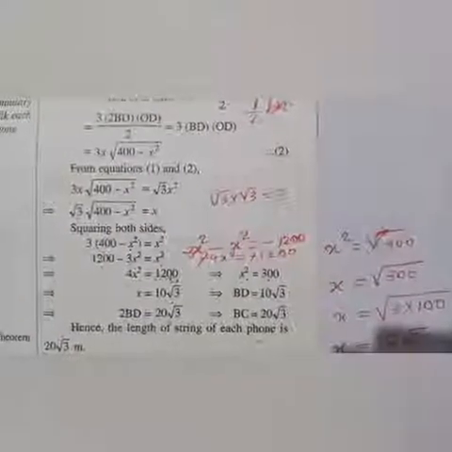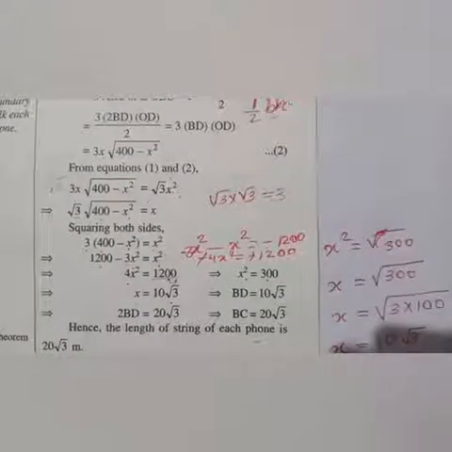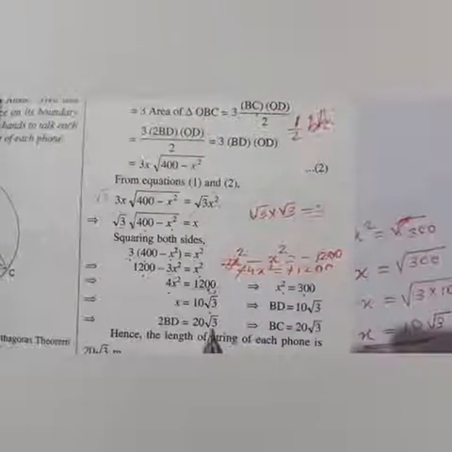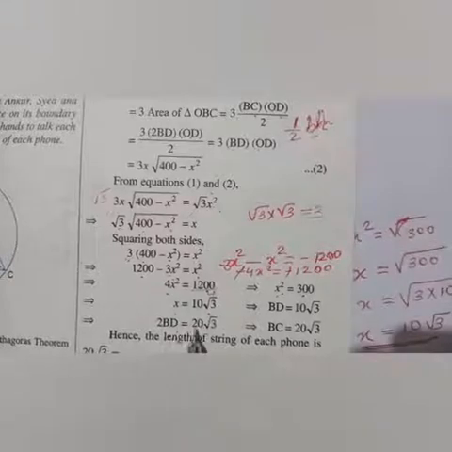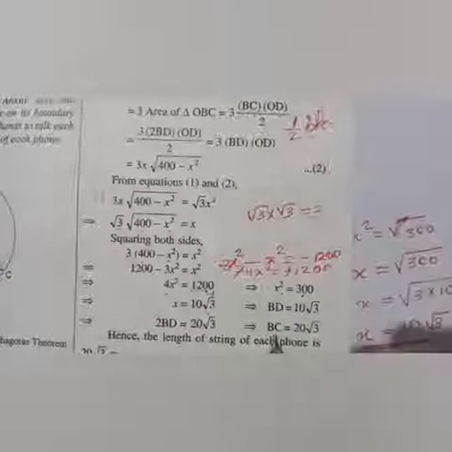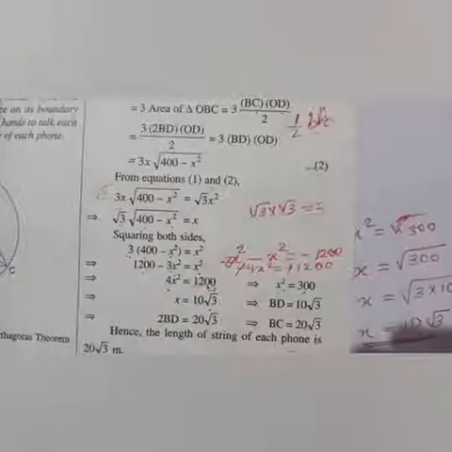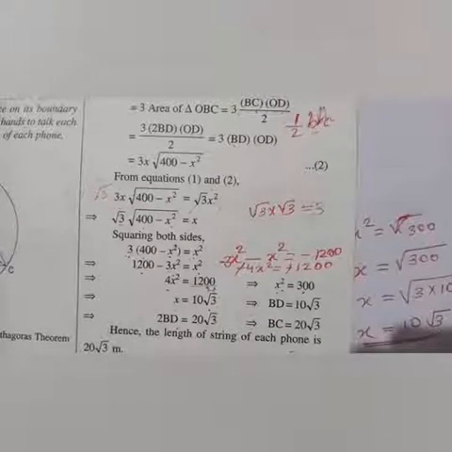Now 2BD is equal to 2 into 10 root 3, which is 20 root 3. BC equal 20 root 3. Hence the length of string of each phone is 20 root 3.